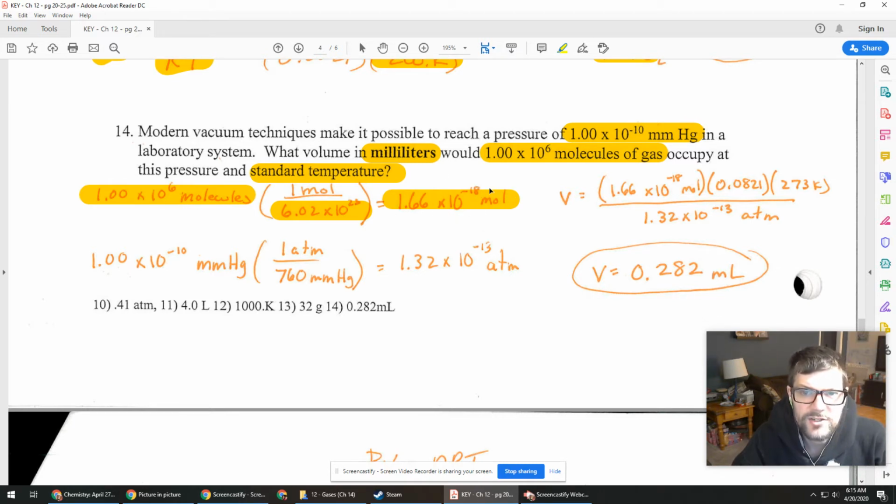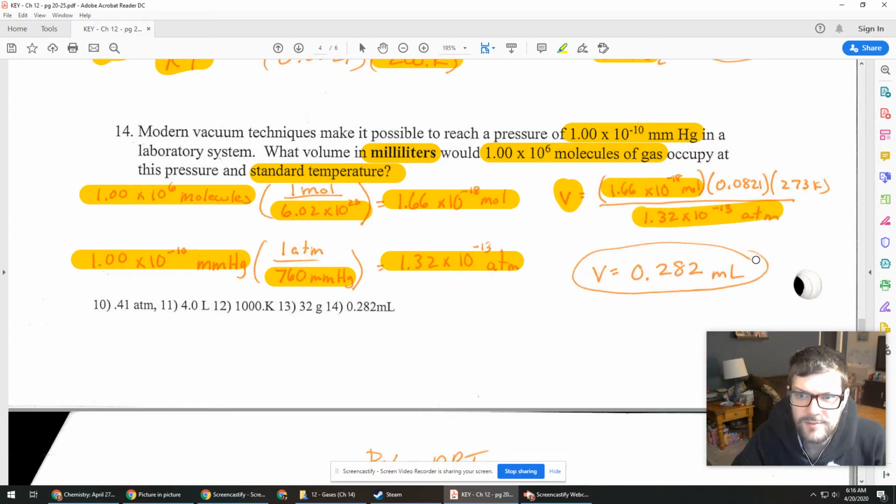The other thing I need to do is convert this millimeters of mercury that they gave me, which again was a crazy small number, but I need to convert that to atmospheres because this equation requires atmospheres. Doing that, I'm now very close to getting the final answer. I just need to plug my values in. So I've solved the PV equals nRT for volume, and now I'm plugging in my moles and my converted atmospheres, or pressure. And then of course, standard temperature is just 273, and there's my gas constant, and that'll spit out the very small volume that this takes up.